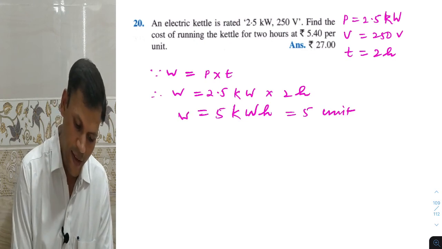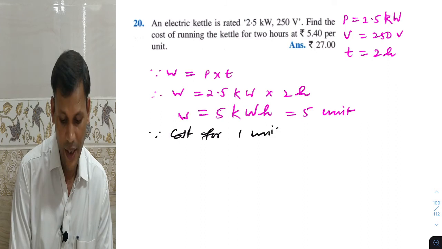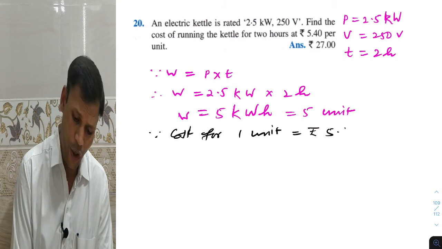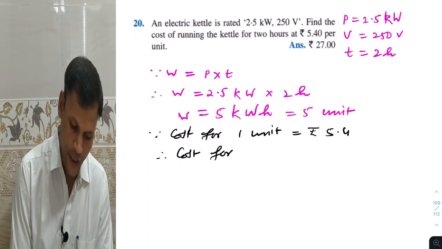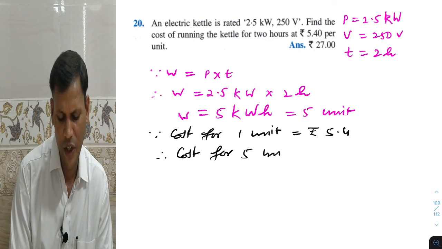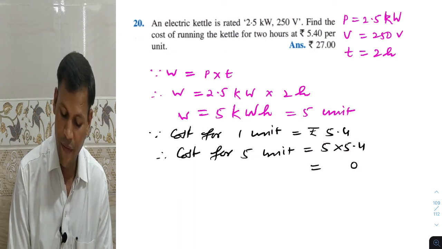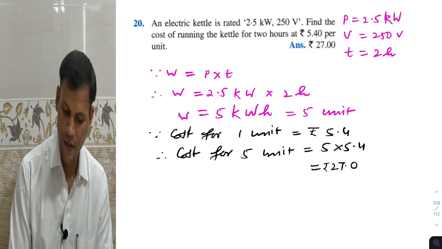Now the cost factor is there. Since cost for 1 unit is rupees 5.4, therefore cost for units, how many units are there now? 5 units. The unitary method is used for the calculation. So 5 into 5.4. 5 4s are 20, 5 5s are 25 and 2, 27 rupees. So it will be 27 rupees. That's all.